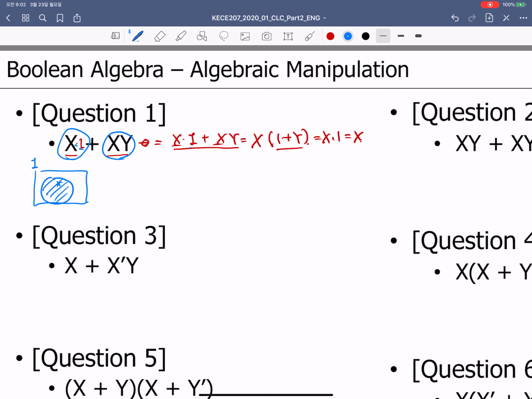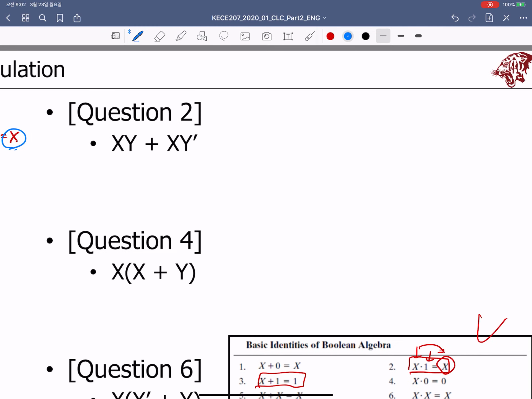Then for this one, you have to calculate the intersection between x and y, because you have that inside here. Then you have a union, because an OR gate means union in set theory. That's why you have x union with this one, so again you have x. So you can get this result easily. You can think about set theory in order to solve these kinds of Boolean algebra problems.